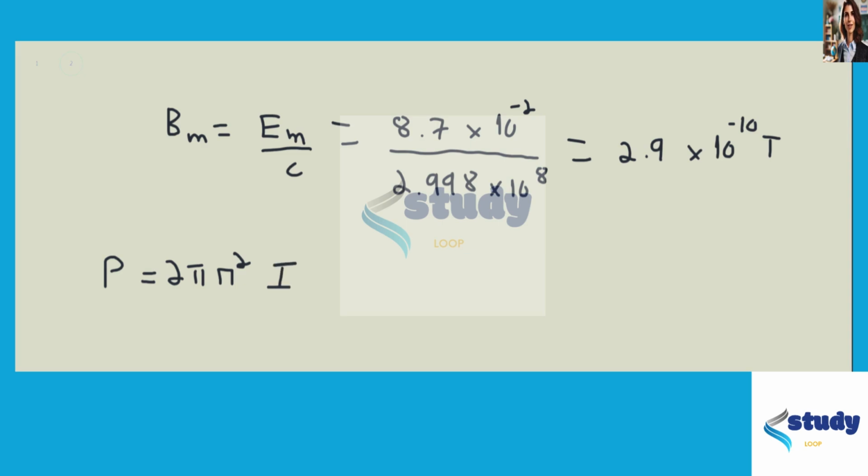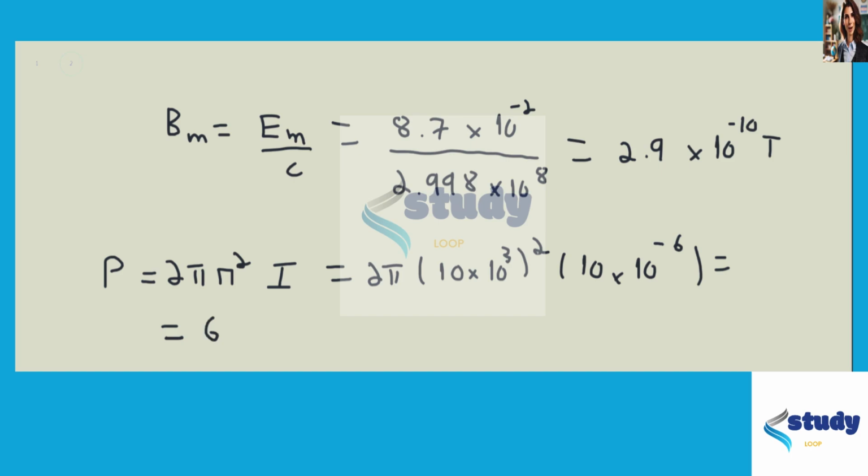So the intensity falls as r squared, the power grows as r squared, and we can write this directly as 2 pi times 10 kilometers, so 10 times 10 to the cube, squared, times the intensity. So the intensity is 10 times 10 to the minus 6. And this gives a power at the source of 6.3 times 10 to the 3 watts.